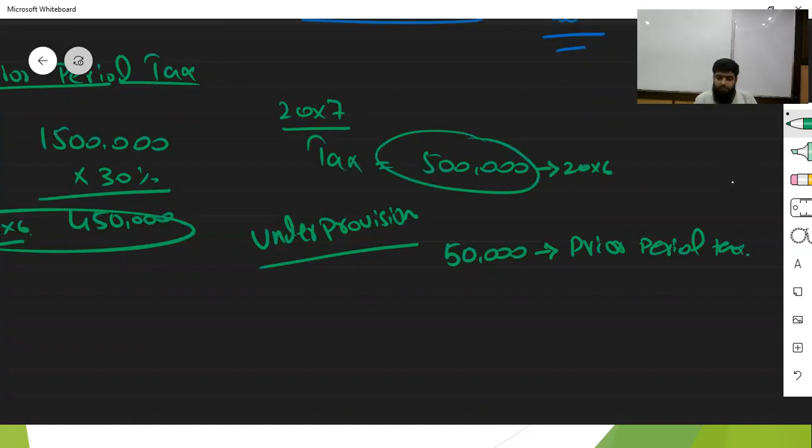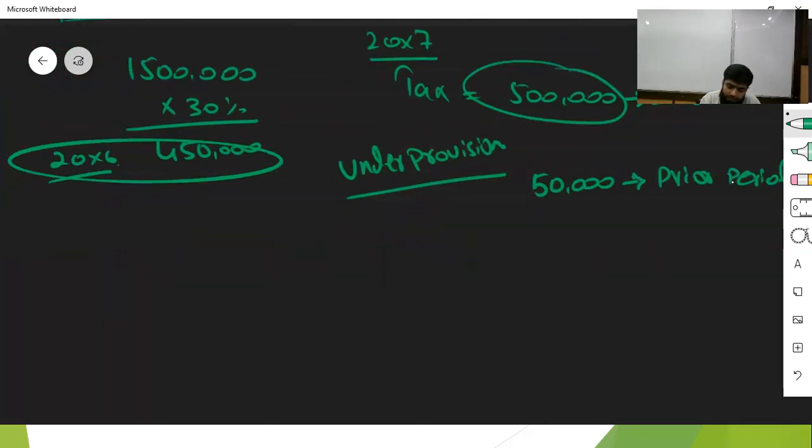We'll record that 50,000 as a prior period tax. So that is the prior period tax. It is not mandatory that there will always be an under provision. For example, let's take an instance.